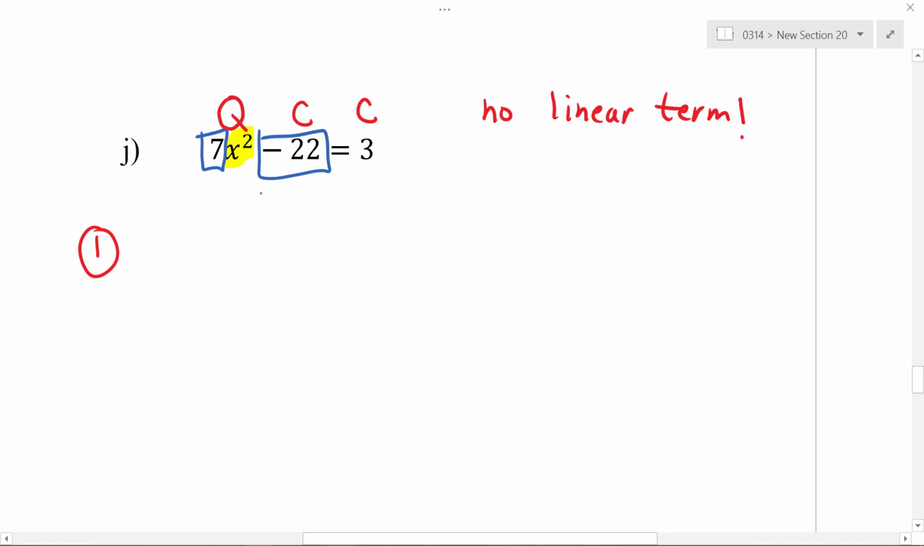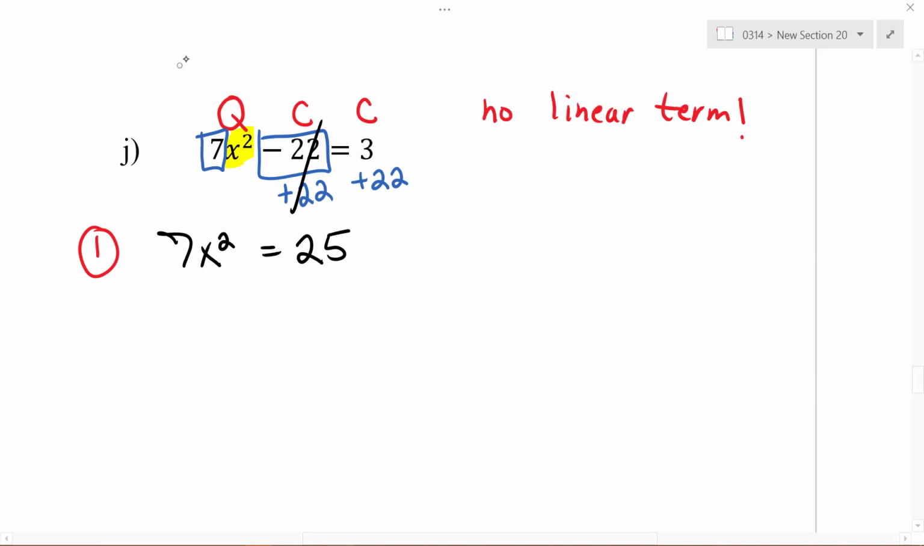Okay, we're always going to do our adding and subtracting first. So I'm going to add 22 to both sides of the equation. Okay, because of the negative that's there, negative 22 plus 22, that's going to make these two cancel out. So if we have subtraction, then we're going to do the opposite operation of addition. Okay, so when we do that, we get 7x squared equals, let's see, 3 plus 22, that's 25.